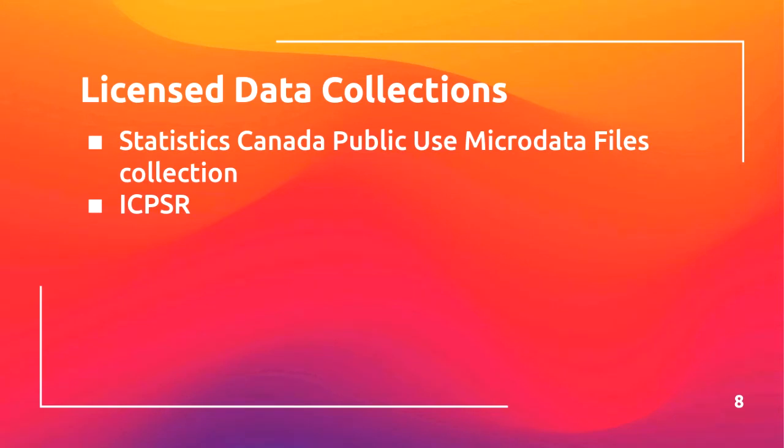We also subscribe to some licensed data collections here at UNBC. The 2 big ones that I want to cover today are the Statistics Canada Public Use Microdata File Collection and ICPSR, which is the Inter-University Consortium for Political and Social Research. So we have 2 sets of really great data, one from Canada, from Statistics Canada, and then ICPSR is international, but it features significantly more American data than anything else.